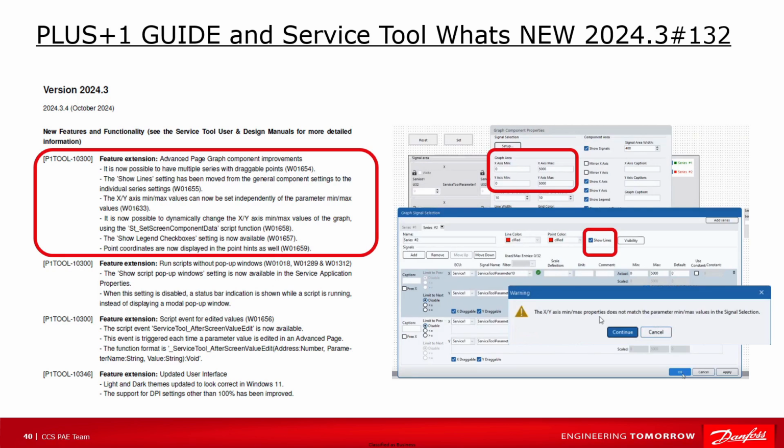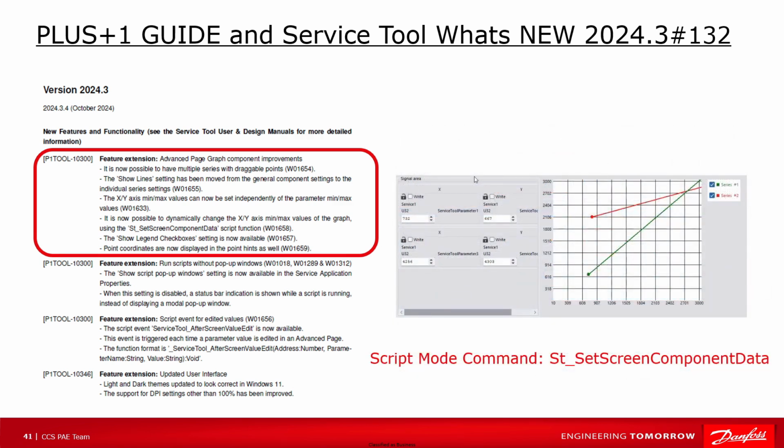The XY axis min max values can now be set independently of the parameter min max values. A not matching warning will be generated to make the user aware of the settings. This was a customer wish for his machine configuration to not use these large min max values by default and have a kind of zoom in where some of the values are outside of the coordinate system. This parameter min max can also be changed dynamically in script mode with the command st set screen component data.